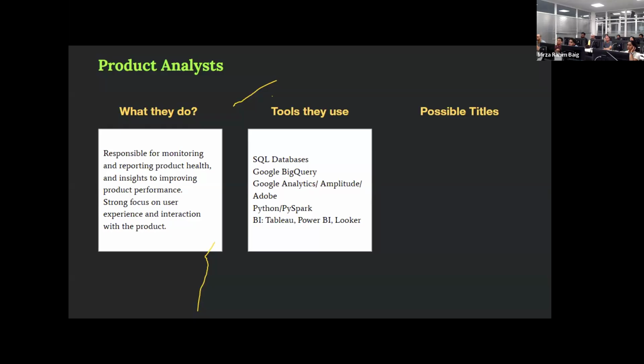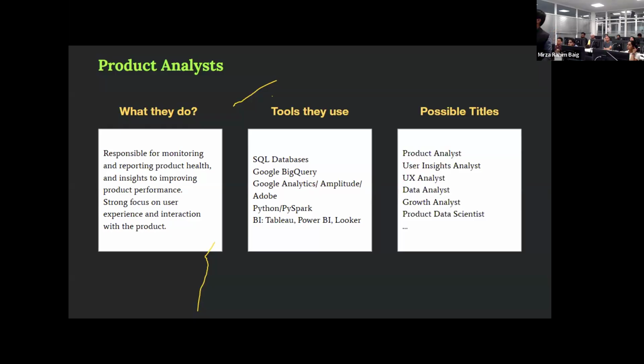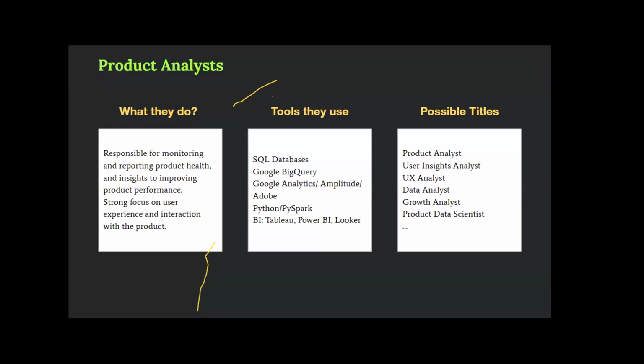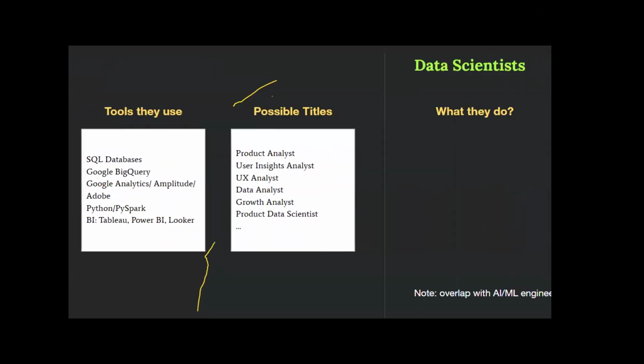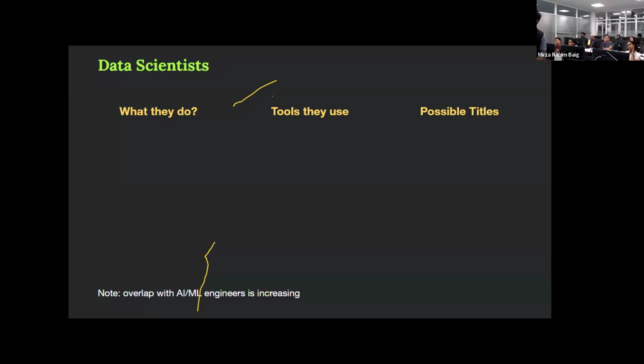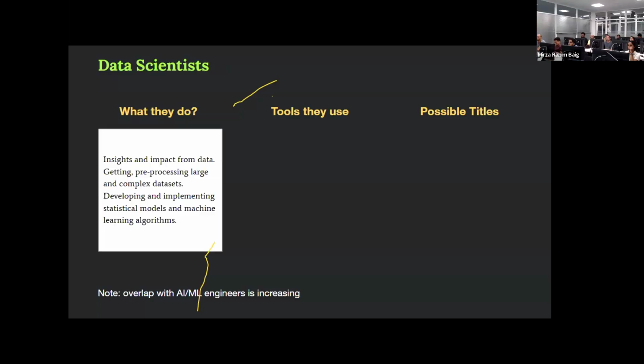So here's where you see a bit of a difference in what their world is and who they talk to, who they focus on, and what tools they use. There's a clear distinction now. And now the analytics part is done. Let's come to the other titles of this: UX analyst, growth analyst, user insights, or whatever. Many titles. Now let's talk about data scientists, who they are, what they do, what tools they use.